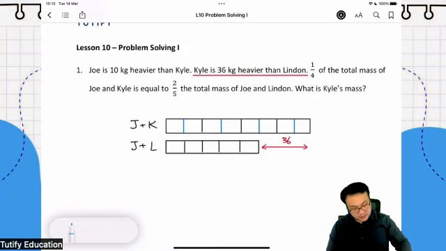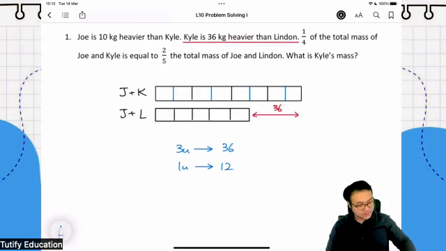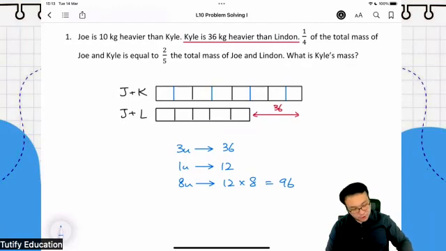So now I can say 3 units is equals to how much? How many kg is 3 units? 36. Yes, 36. 1 unit is? 12. Yes, 36 divided by 3, 12. So now if I want to find Joe plus Kyle. Joe plus Kyle, what do I do? 12 times? Okay, so now you know that Joe plus Kyle is 8 units. Joe plus Kyle is 96.